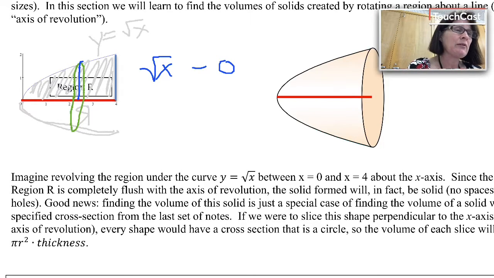Now, maybe you don't want to write the minus 0. You can tell that that just simplifies to square root of x. That's good. Maybe I'm foreshadowing something that comes later.